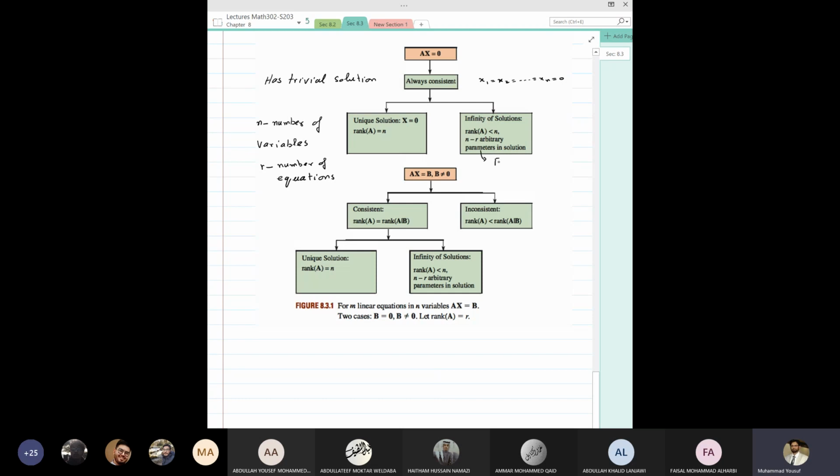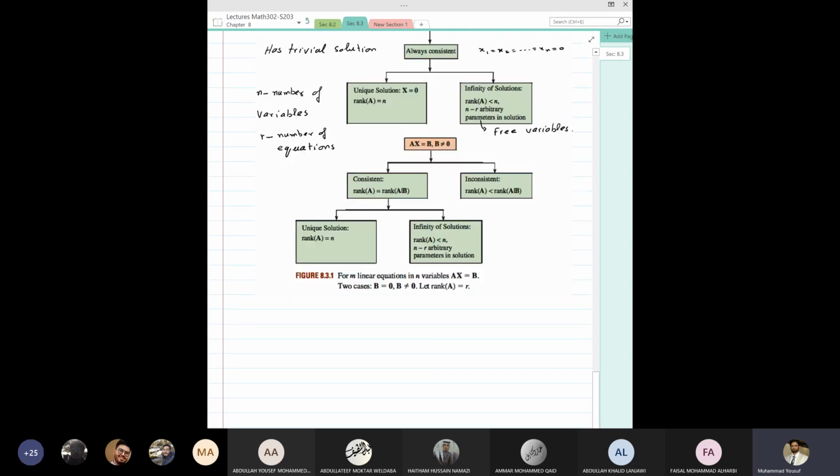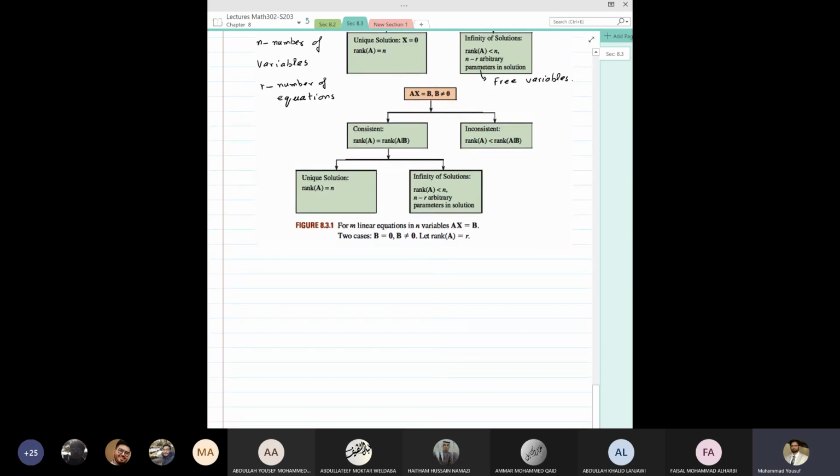Arbitrary parameter means free variables. So we can have one solution or infinitely many solutions. It depends on rank of the matrix A. Now in this case, we have no augmented matrix because the right hand side is 0. Now you come down for a non-homogeneous system, AX equal to B, where B is not 0.